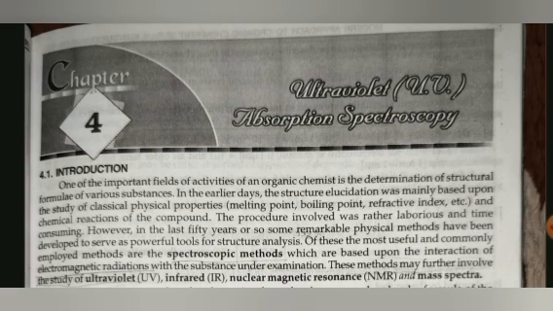Introduction. One of the most important fields of activity of an organic chemist is the determination of the structural formula of various substances. In the earlier days, structure elucidation was mainly based upon the study of classical physical properties. It means melting point, boiling point, refractive index, etc., and chemical reactions of the compound. The procedure involved was rather laborious and time consuming.